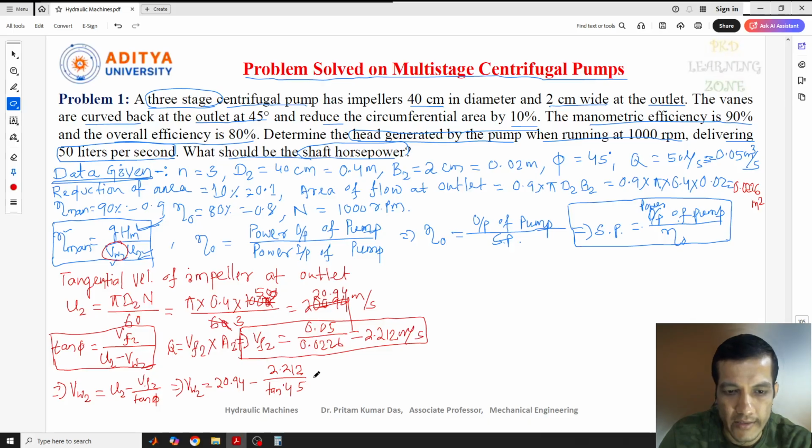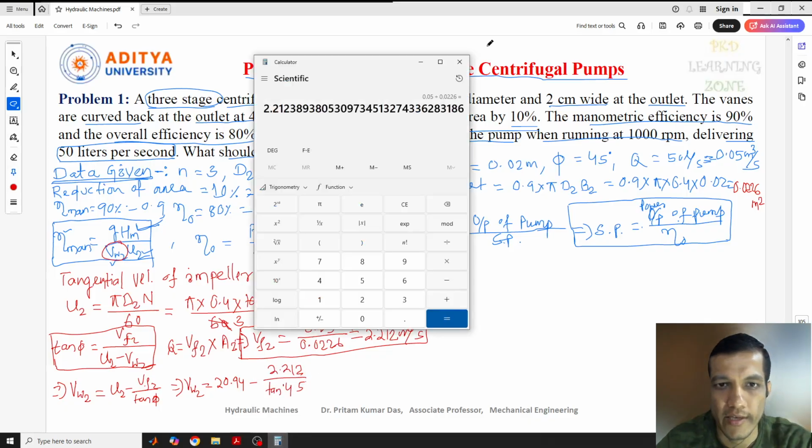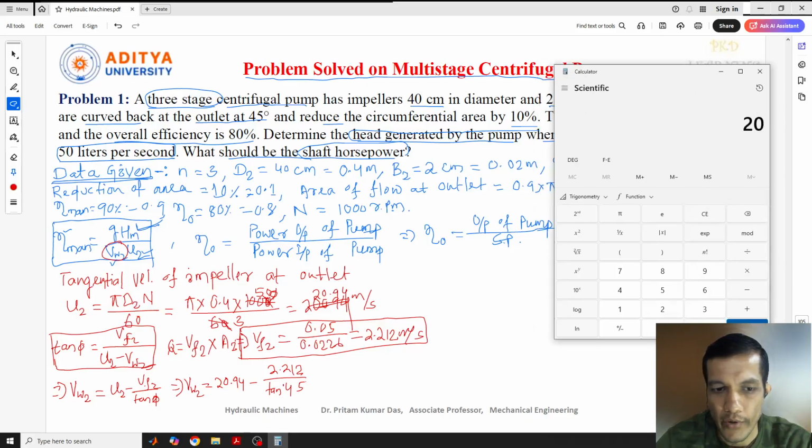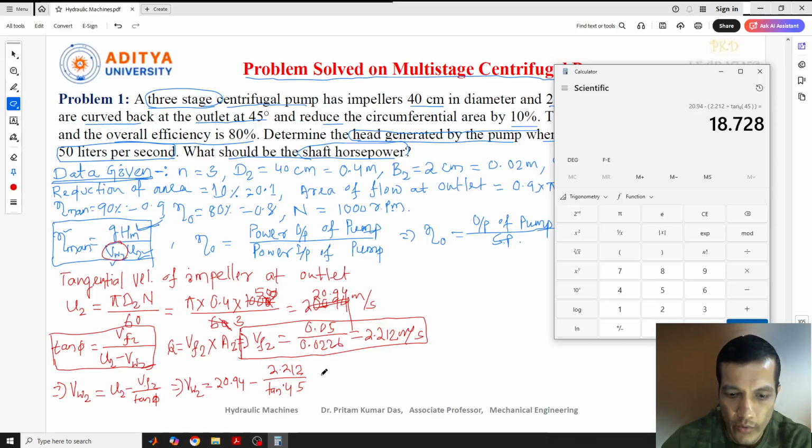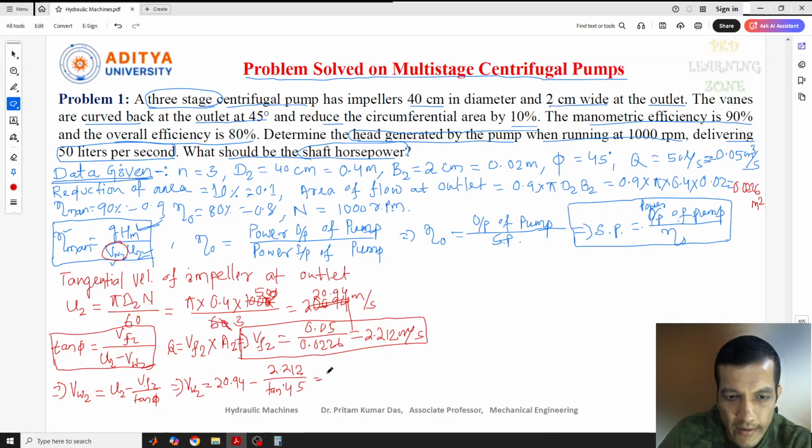Now I can write this. Let me take the help of the calculator: 20.94 minus bracket start 2.212 divided by tan 45 equals 18.73. So we got this value, 18.73 meter per second. This is the value of vw2.